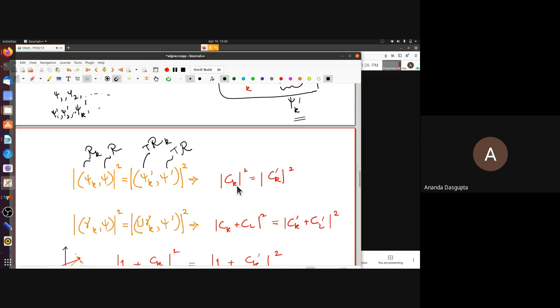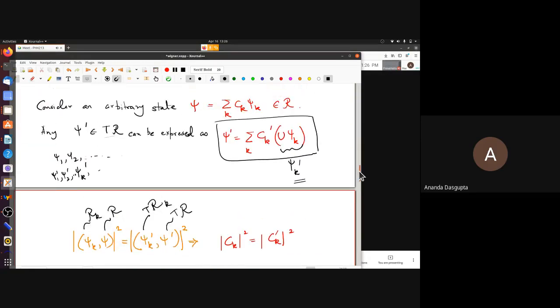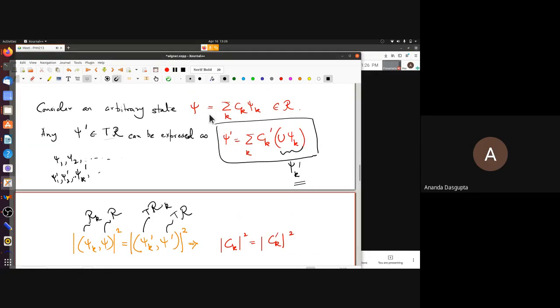And that immediately tells you something else. If that is going to be correct, now what is psi k comma psi? If you take this psi, what is psi k comma psi? Come on, this is trivial. If this is your psi, what is psi k comma psi? That's ck, right, as you should say.